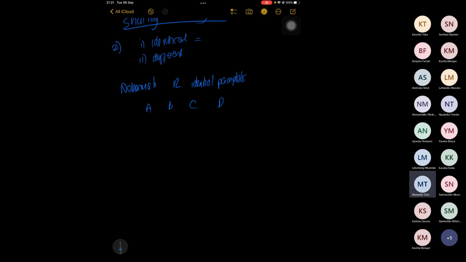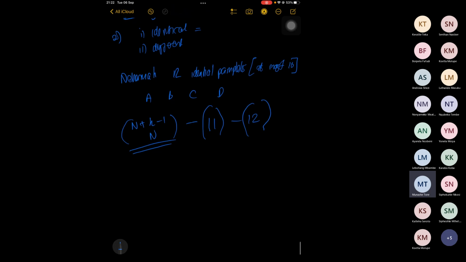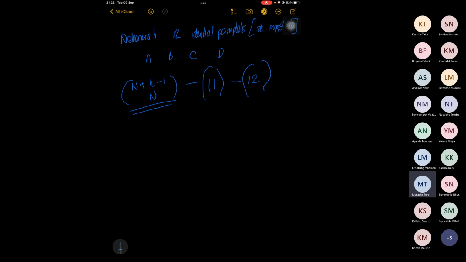It's going to be n plus k minus 1 choose n, which is the whole sample space in this case, minus for when Nehemiah gets more than 10. In this case, we subtract for when Nehemiah gets 11, then minus for when he gets 12. This is the conventional way we've been doing it. Then you get your answer, which is fine. But now that you are dealing with probability, you divide by the sample space.